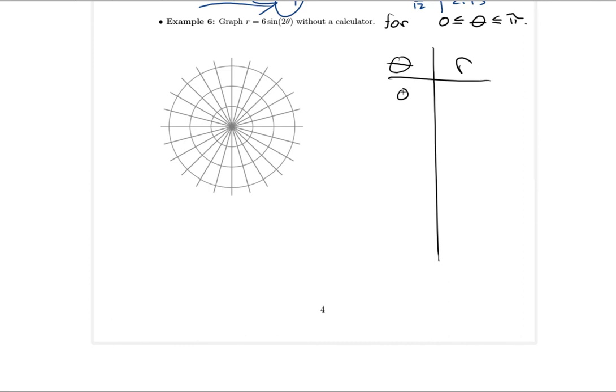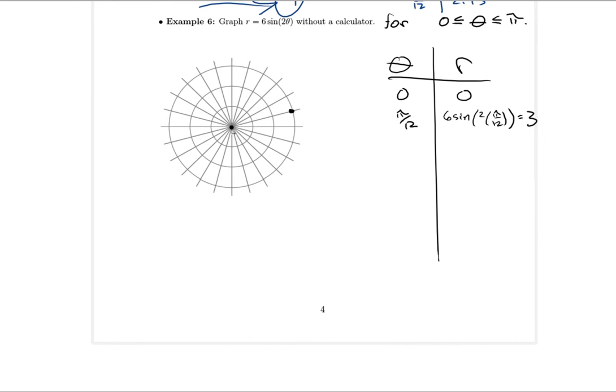So if I put 0, I get an r value of 0 because the sine of 0 is 0, so that's not surprising. If I do pi over 12, that's going to be 6 times the sine of 2 times pi over 12, which is going to give you 3. So here at pi over 12, I'm all the way out here at 3.